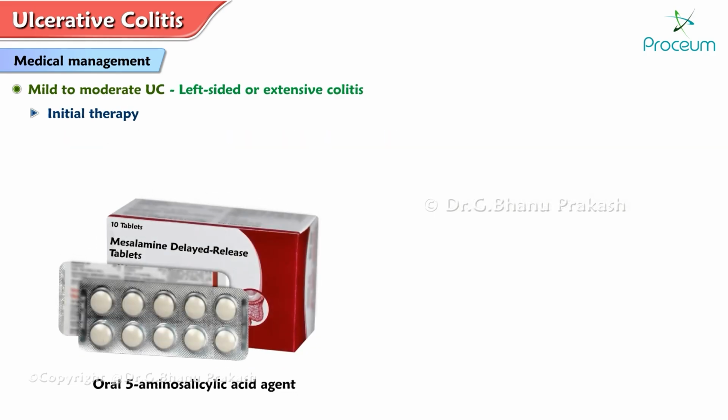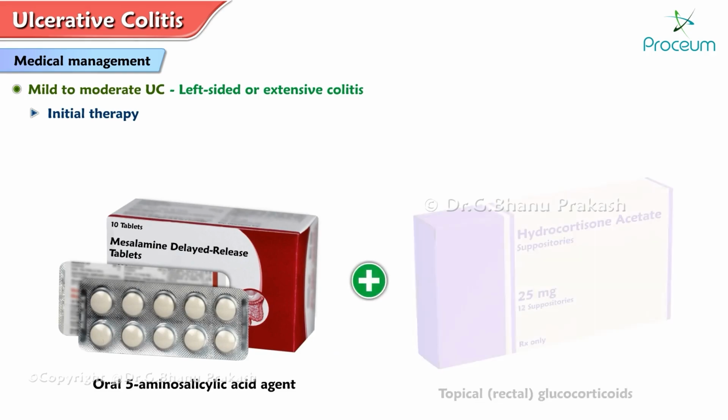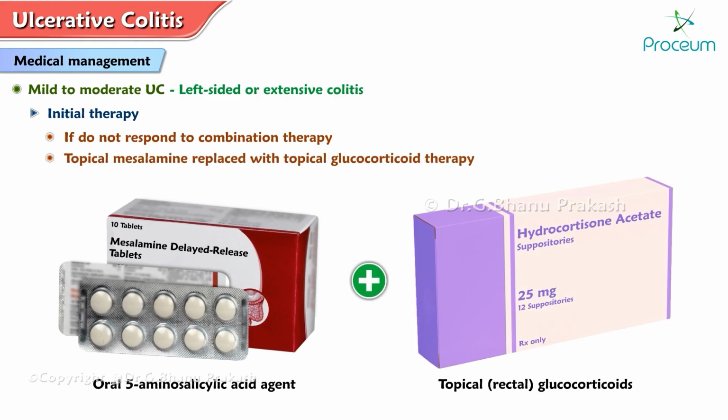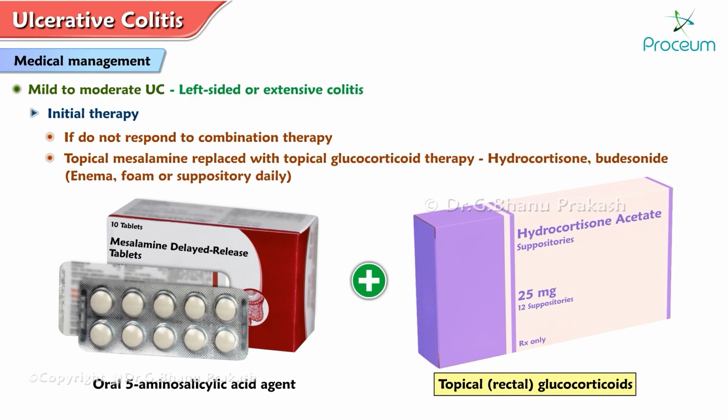Oral 5-amino-salicylic acid agent plus topical, rectal, glucocorticoids. For patients who do not respond to combination therapy, topical mesalamine can be replaced with topical glucocorticoid therapy, for example, hydrocortisone, budesonide, enema, foam, or suppository daily, while the oral 5-amino-salicylic acid agents are continued.